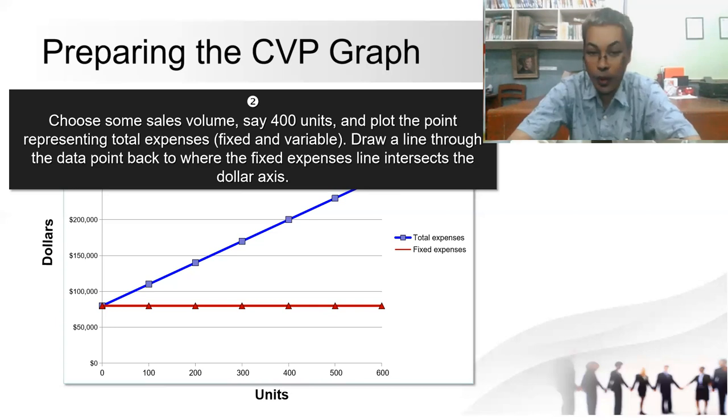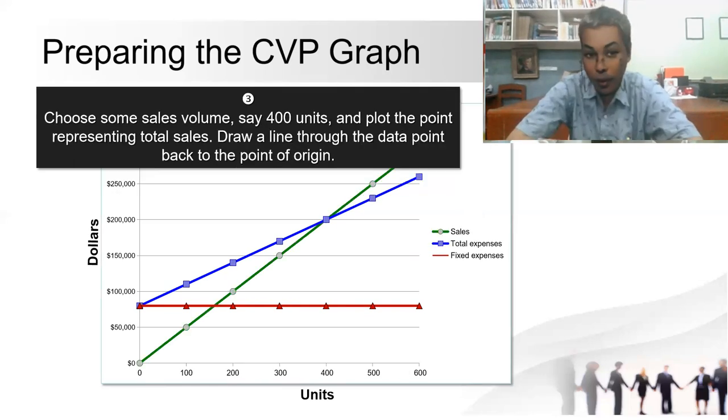And in this case, we are able to draw the blue line connecting the point 400, $200,000, that is the coordinate of the point, 400 and $200,000, that is the coordinate, and going to the intersection of the red line and the vertical axis. Okay, that is our second step. Step one and step two are very much basic.